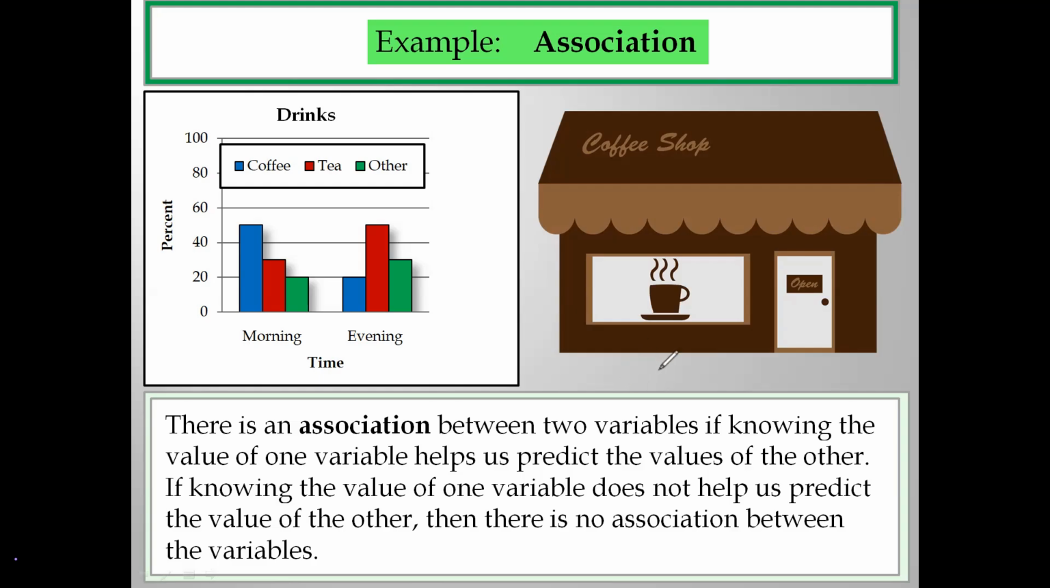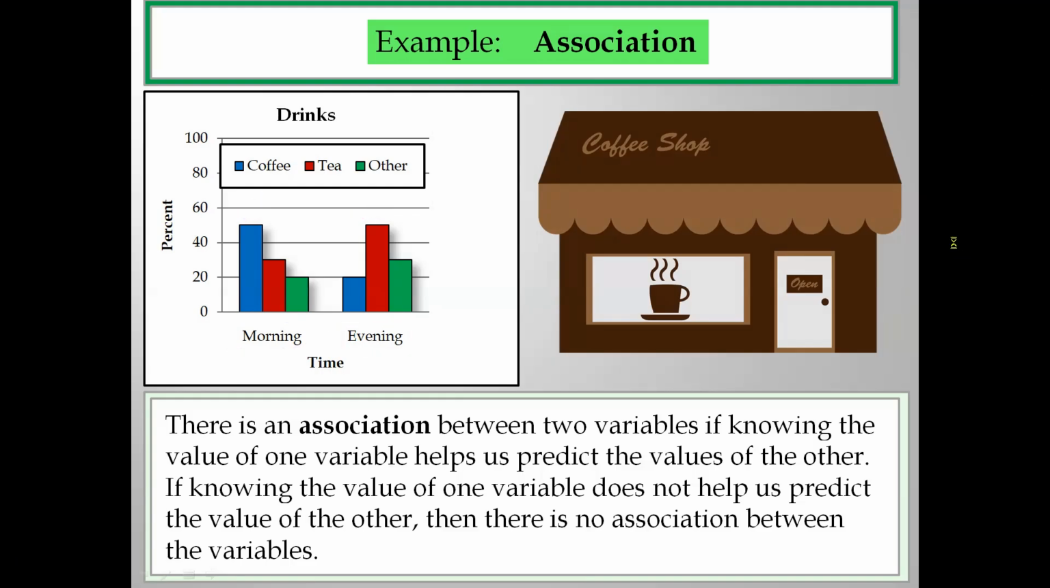Let's look at another example using the same side-by-side bar graph. Let's say we have a coffee shop. And in the coffee shop, the data collected will indicate that in the morning, we are more likely to sell coffee. Whereas in the evening, it seems like our data collected will indicate that we are more likely to sell tea.